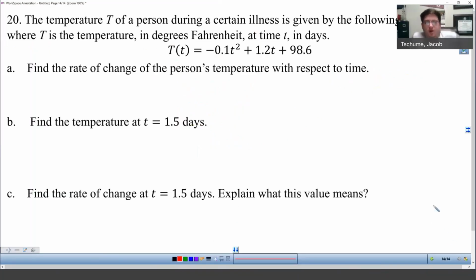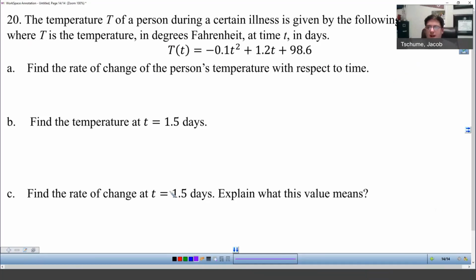All right, and like I always do, I always end the section with a word problem. So this is our last problem for section 1.5. Number 20 says the temperature T of a person during a certain illness is given by the following function, where T is the temperature in degrees Fahrenheit at time t in days. So capital T of t is -0.1t squared plus 1.2t plus 98.6. I want to answer these three questions to end this section.